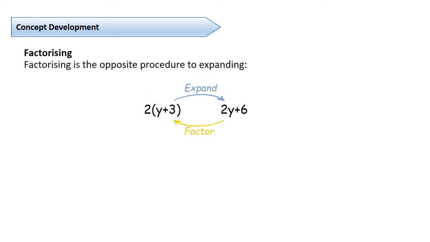Factorising is the opposite procedure to expanding. Just like multiplication and division are opposites, and addition and subtraction are opposites, we can expand going one way, as we have arrows there, and then the opposite would be to turn our expanded form into factorised form with the brackets back in there. So our job today is to take our answer from an expansion and put the brackets back in.